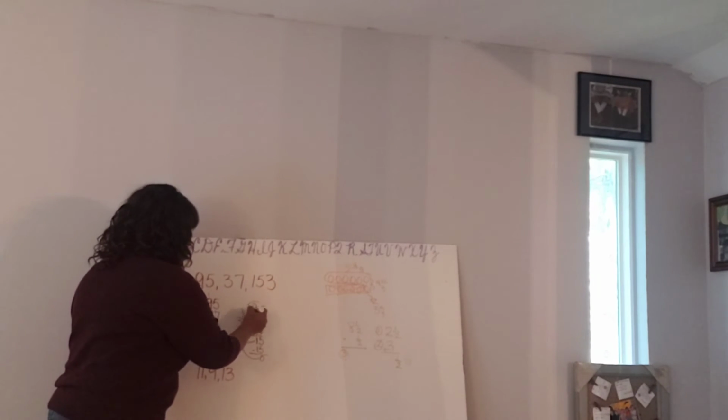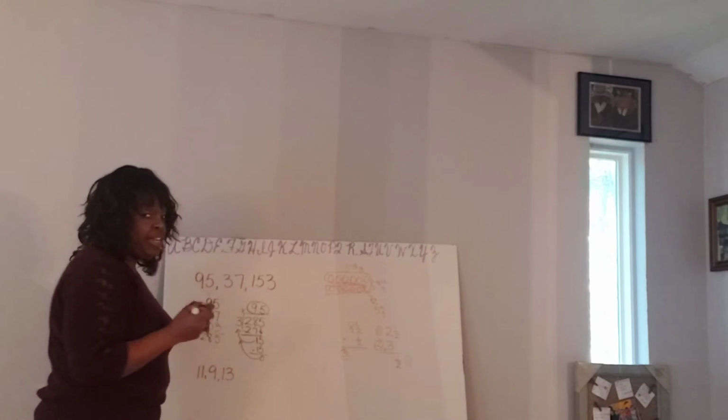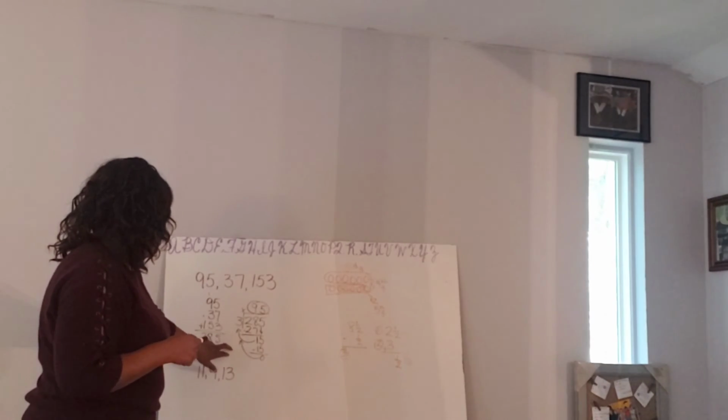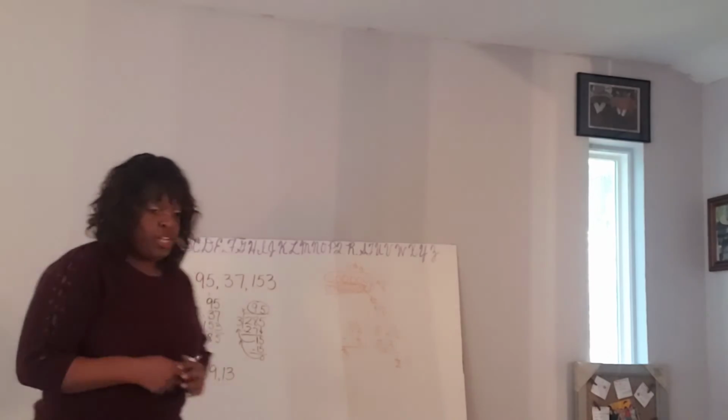And then we have to circle our answer, because if we don't, it's going to be marked wrong. So circle your answer. But that's what you are doing for that. So you write it going down.